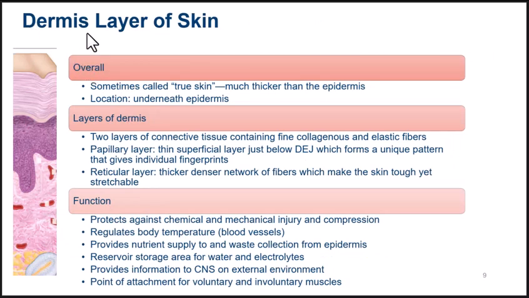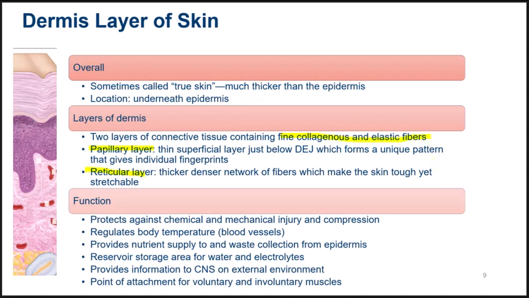Now we move on to talking about the dermis. We spoke quite a bit about the epidermis. The dermis we know is found beneath the epidermis. So here's all your epidermis. There's that stratum basale. This here is the dermis. The dermis is sometimes referred to as the true skin because it's much thicker than the overlying epidermal layer. It consists of two layers, the papillary layer and the reticular layer, both of which are comprised of connective tissue that contains both fine collagenous and elastic fibers.